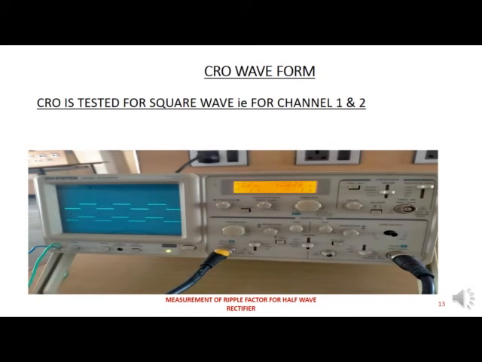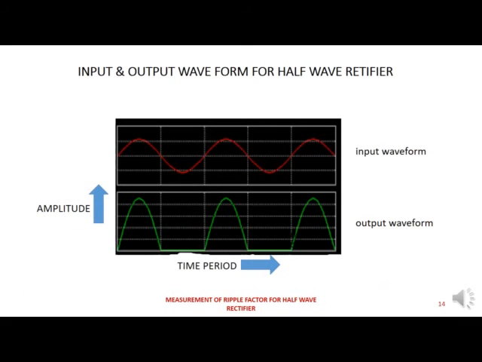And this is the CRO. You can see the square waveform on the screen. This is to check the correctness of the CRO, whether it is working correctly or not. If you get the square wave on the screen, you can understand the CRO is in correct working condition for the 2 channels. And the input and output waveforms for the half-wave rectifier.